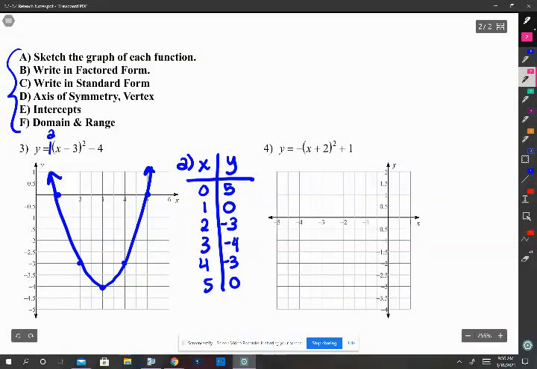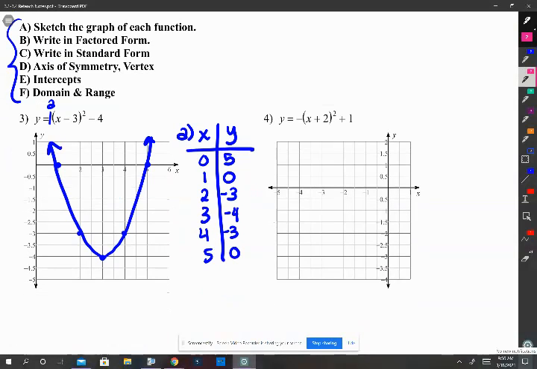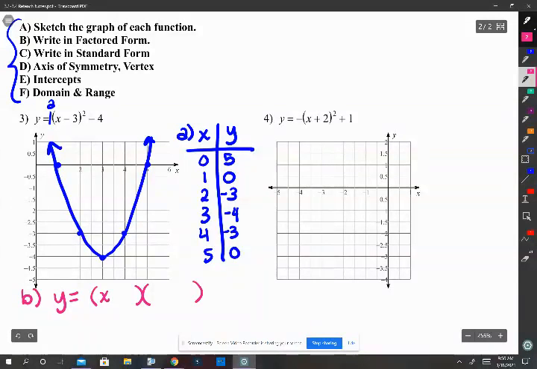All right, so then as we look at the next part, it is writing it in factored form. So notice again, nothing's changed. Y is equal to A, A is 1, so we can put it in or we don't need to. And then we're going to put in our factored form. So this is x, and it crosses at +1 and +5. So it's x minus 1, x minus 5, because that's factored form.